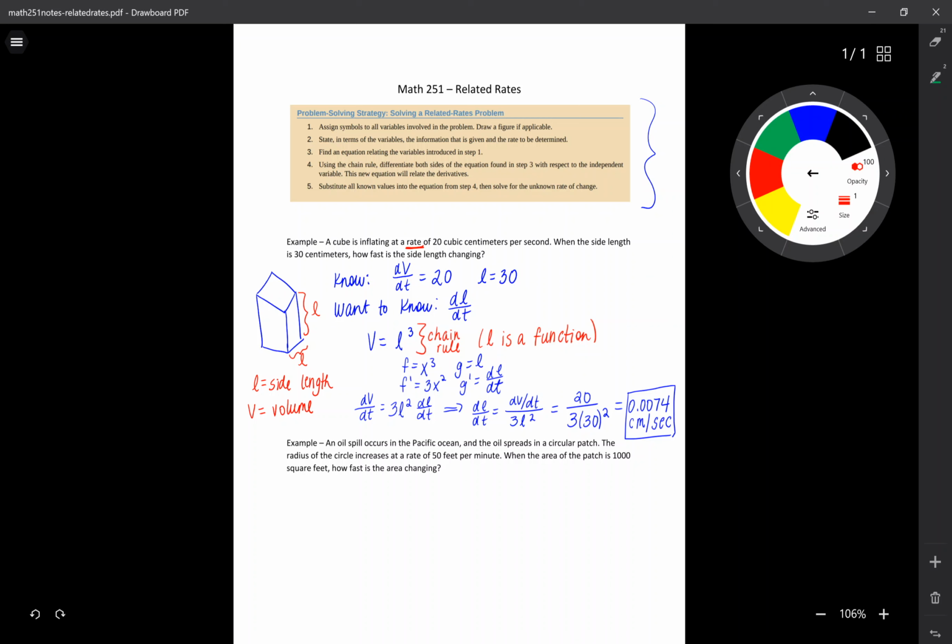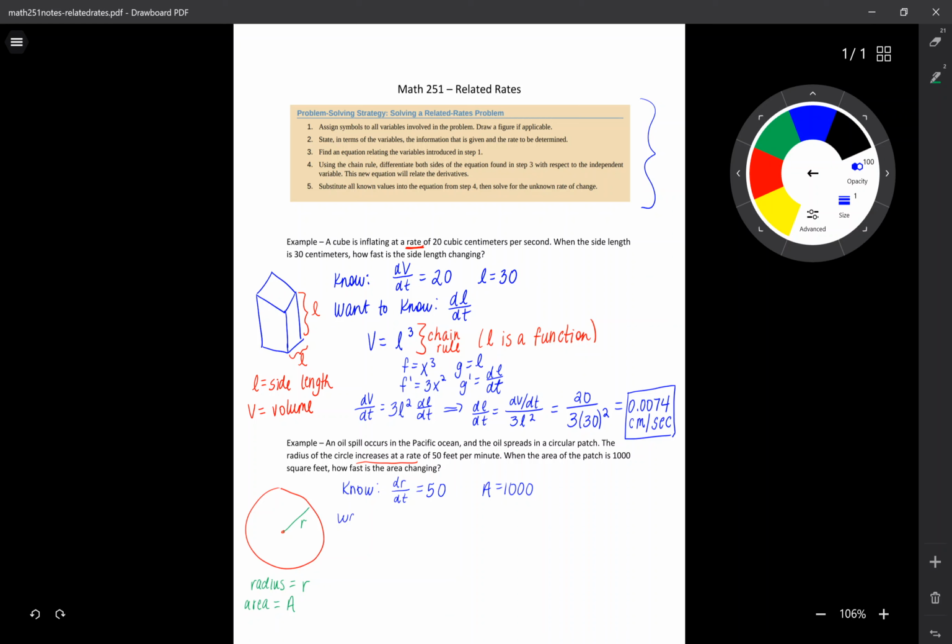So here our picture is going to be a circle, and let's call the radius r, and I'm going to call the area, that's the other quantity that we care about, A. All right, what information do we know? Well, we have the radius of the circle increases at a rate of 50 feet per minute. That means that the rate, or the derivative, of the radius is 50. And we also know that the instant that we care about is when the area is equal to 1,000 square feet.